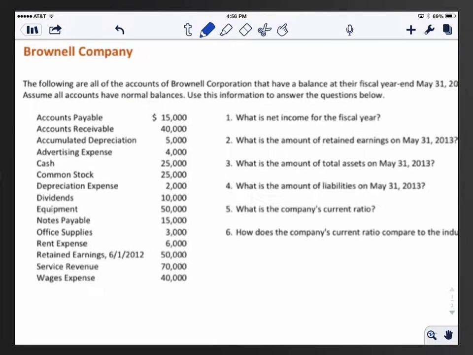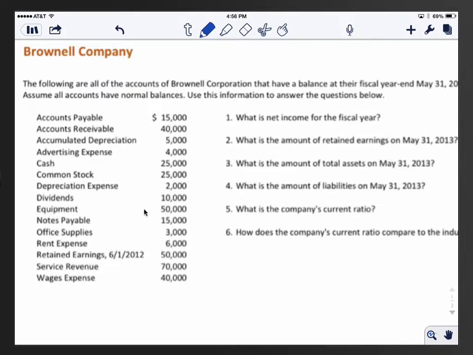Well, you're being asked, number one, what is the net income? Number two, what is the retained earnings? Those are obviously related to one another. Number three, what is the total assets? Number four, what are the liabilities? So that's part of the accounting equation or part of the balance sheet. And then a little bit of financial analysis. Number five, what's the company's current ratio? And number six, how does that compare to an industry average? So a whole bunch of things going on.